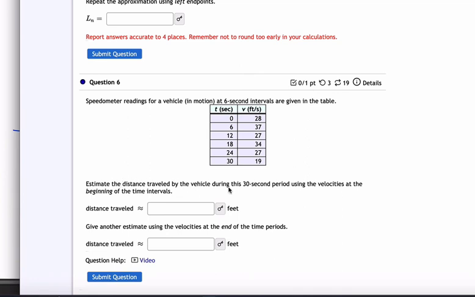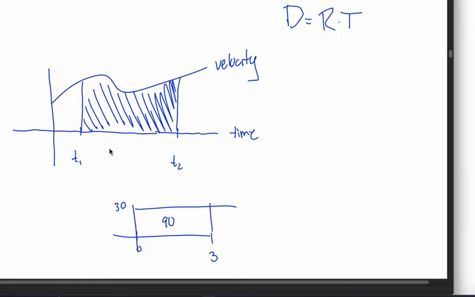Estimate the distance traveled by the vehicle during this 30-second time period using the velocities at the beginning of the time intervals. So for my first rectangle, which goes from 0 to 6, I want to use this height. For my next rectangle, which goes from 6 to 12, I want to use this height, and so on. Then I could do it again using the velocities at the end of the time intervals. It's just a matter of whether my rectangles look like this or like this.